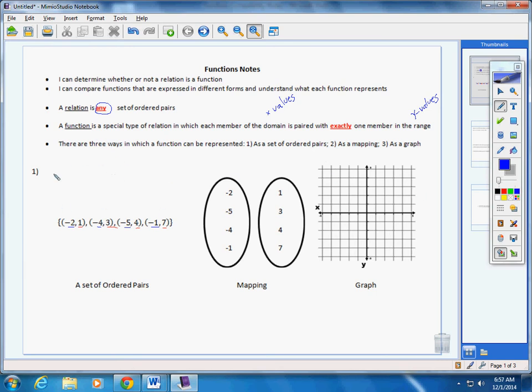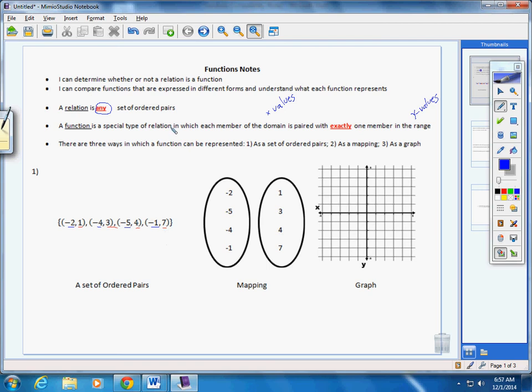Now, let's just jump right into example 1. What I didn't write here, the directions, I would have probably said, hey, please tell me whether each of these 3 relations is a function. So we know that this is a relation and this is a relation, and I'm going to graph your points here. It's a relation because this set of ordered pairs, this mapping and this graph are merely representing a set of ordered pairs: negative 2, 1, negative 4, 3, negative 5, 4, and negative 1, 7. It's definitely a relation. It's a set of ordered pairs.